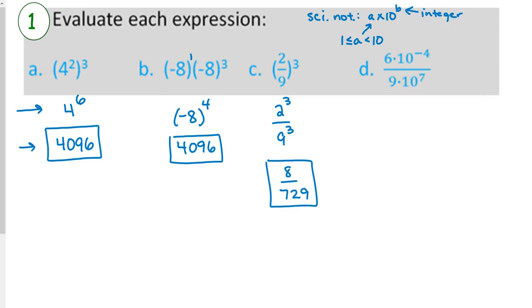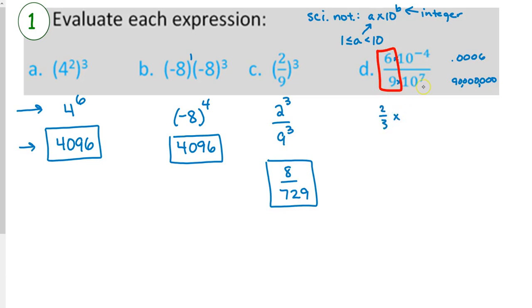So if you see 6 times 10 to the 4th, typically we would have a little times sign instead of a dot. 6 times 10 to the negative 4th means the same thing as 0.0006, moving the decimal 4 places to the left. And 9 times 10 to the 7th means the same thing as 9 with 7 zeros after it, moving the decimal 7 places to the right. But in order to simplify the expression, I'm not going to change them out of scientific notation. I'm going to work with them in scientific notation. So 6/9, first of all, reduces to 2/3.